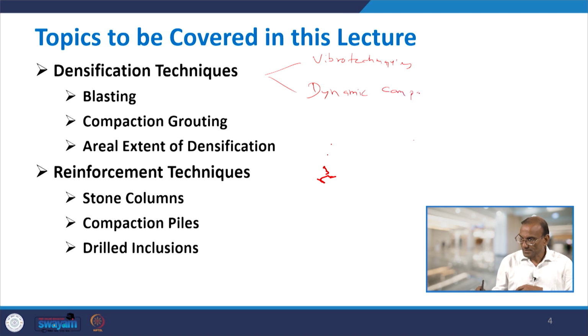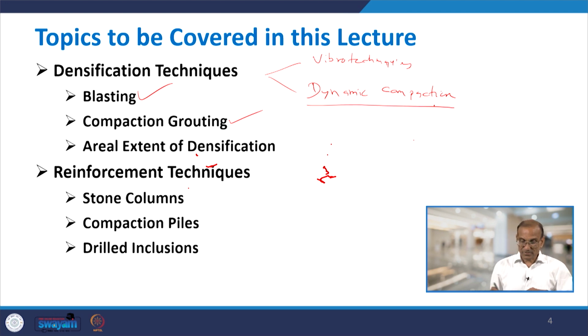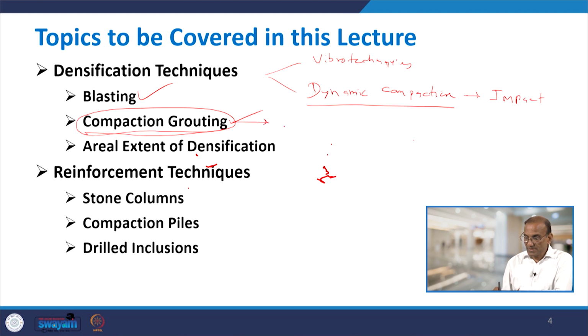Dynamic compaction, we discussed in the last lecture, and now blasting has been over, and then compaction grouting. So, dynamic compaction and compaction grouting are different. In case of dynamic compaction, you are just compacting using some hammer or probe, or you can say impact loading, while in case of compaction grouting, you are injecting some material, where grout is used. So, there is a difference between these two techniques, dynamic compaction and compaction grouting.